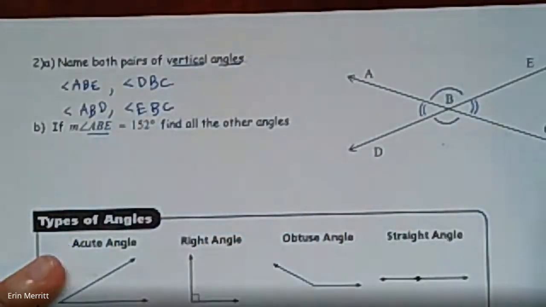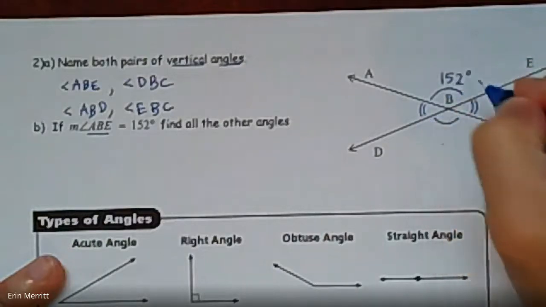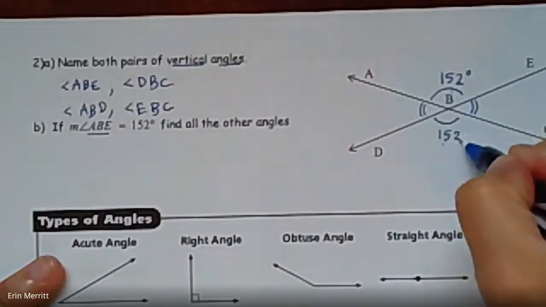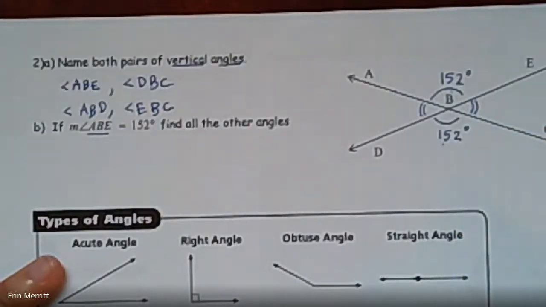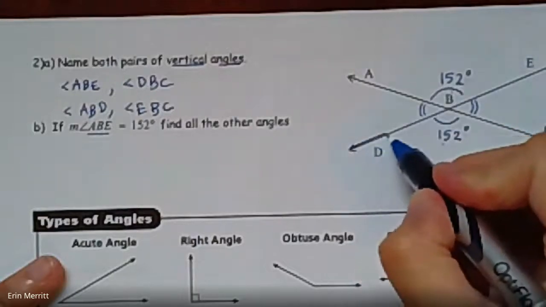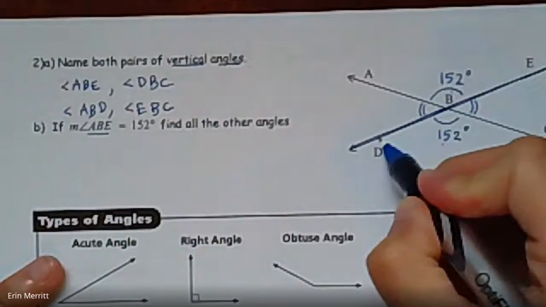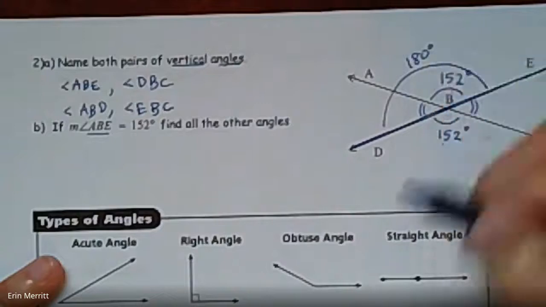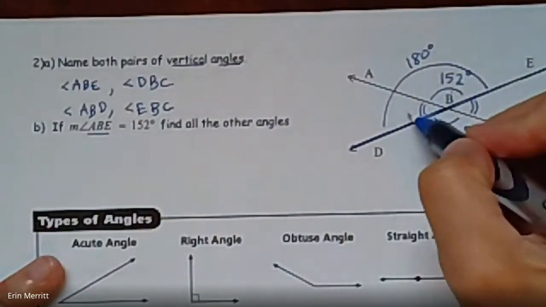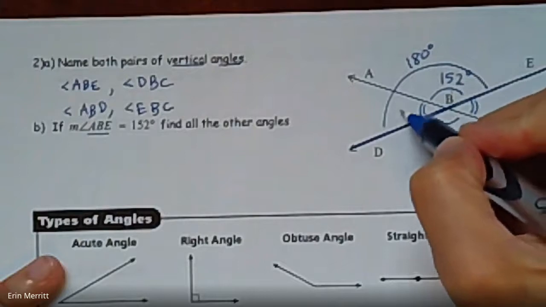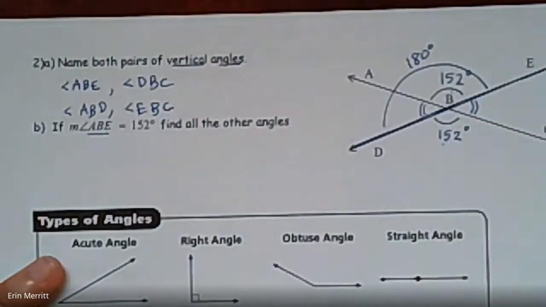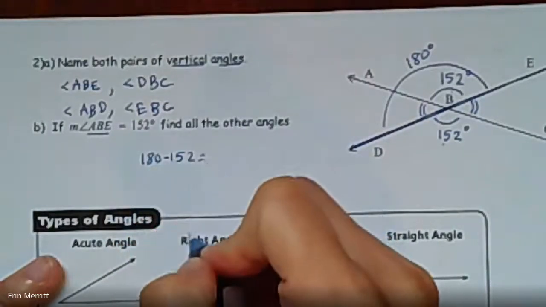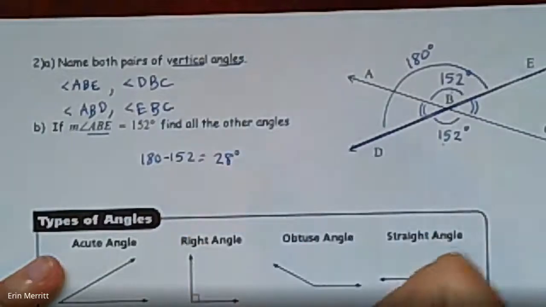Since ABE is 152 degrees, so that's the one at the top here, it says find all the other angles. Well, let's just label it right on the picture. Its vertical angle is always going to be equal to it. And then as for the other 2, if we look at the fact that these 2 angles next to each other make a nice straight line, that means they also have to add up to 180 degrees. And so to find this angle, I can set up an equation like saying x plus 152 equals 180. Or I can simply go right to 180 minus 152, and I can get that measure of 28 degrees.